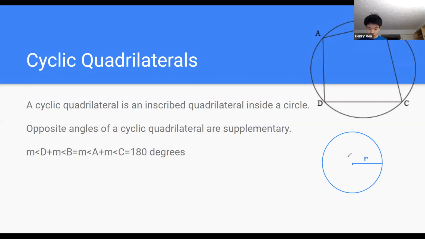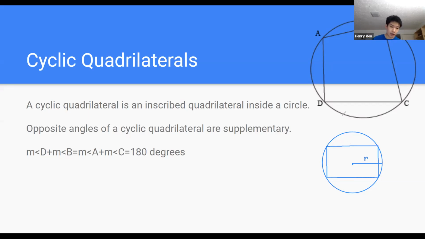All right. When we inscribe something inside of a circle, that means that all the vertices of that polygon are points on the circle. So we can have a triangle, or in this case, a quadrilateral. Something like this. All right.